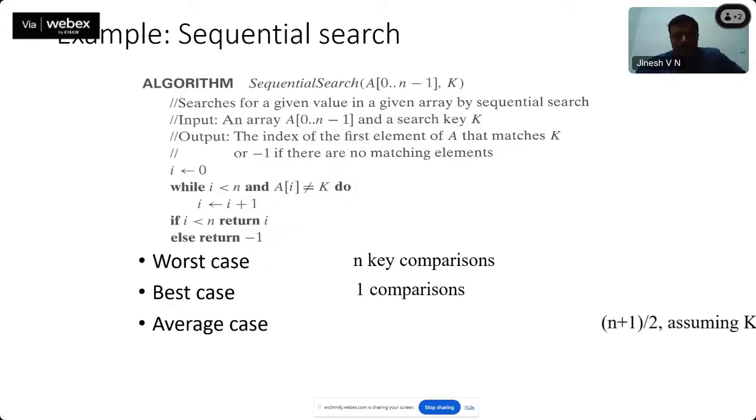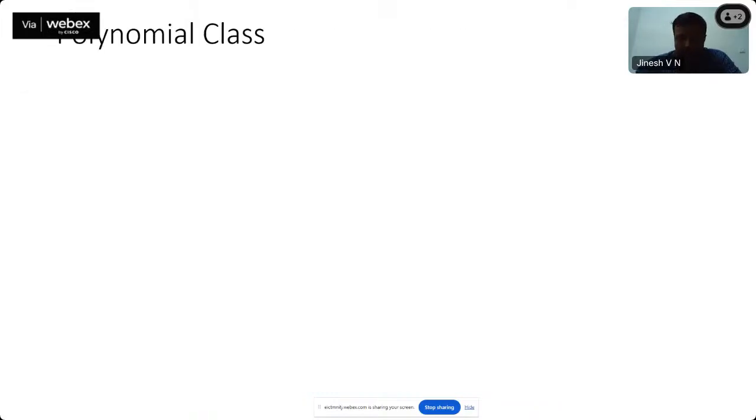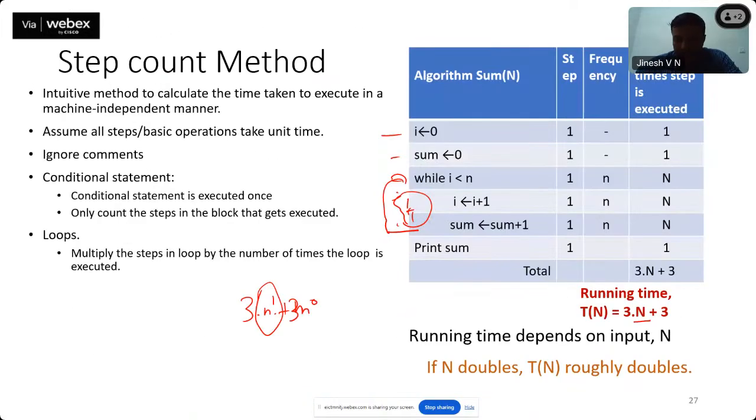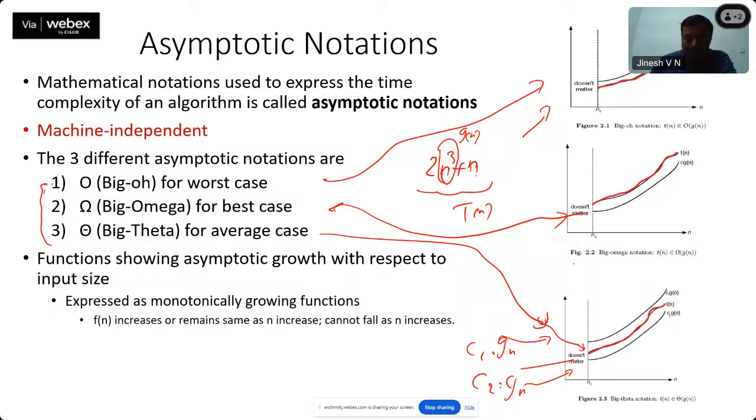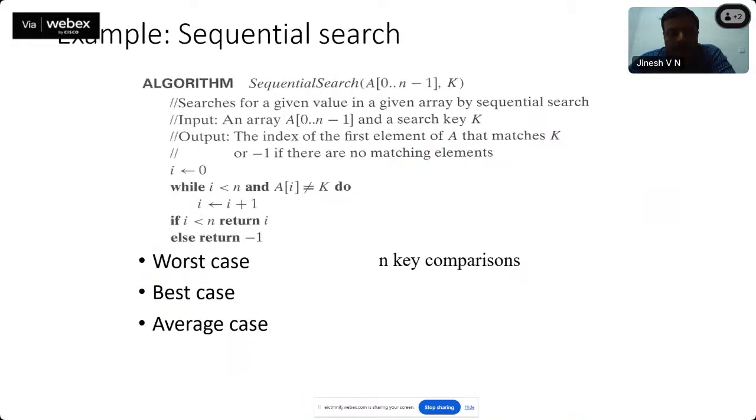Now we'll go for different classes. We have seen P. Here, what is the function we are finding? See here, for this algorithm, the example I have taken is 2n cube plus n. This is a polynomial. That means whenever I am analyzing my function, I am able to represent it using a polynomial.